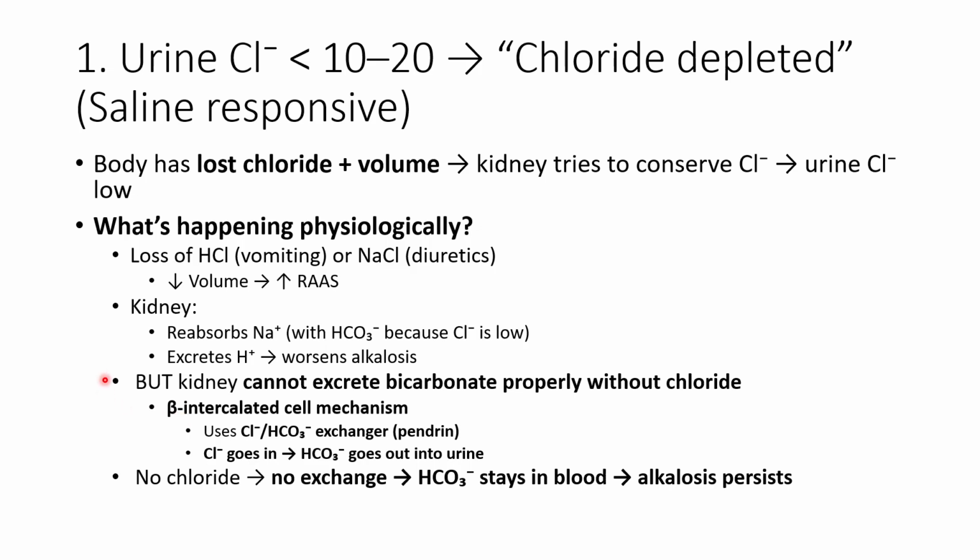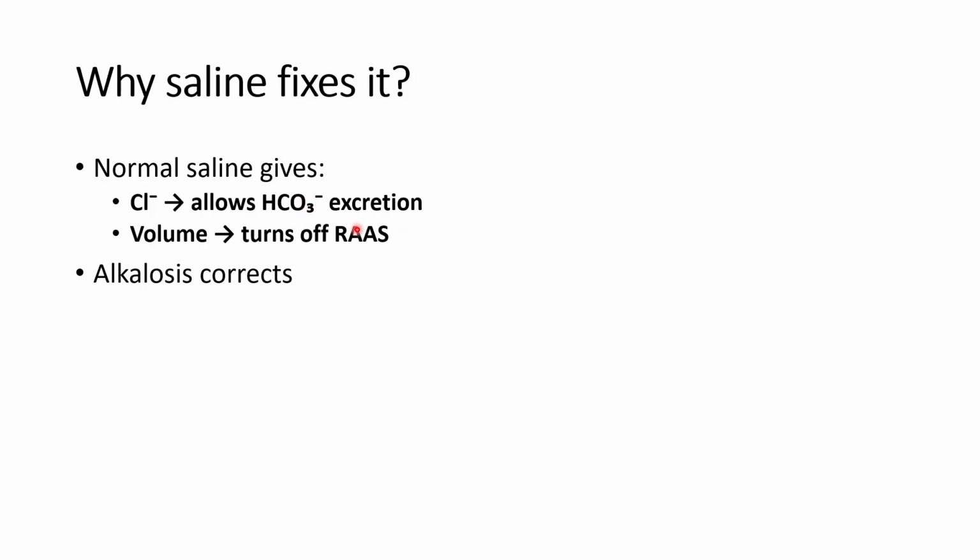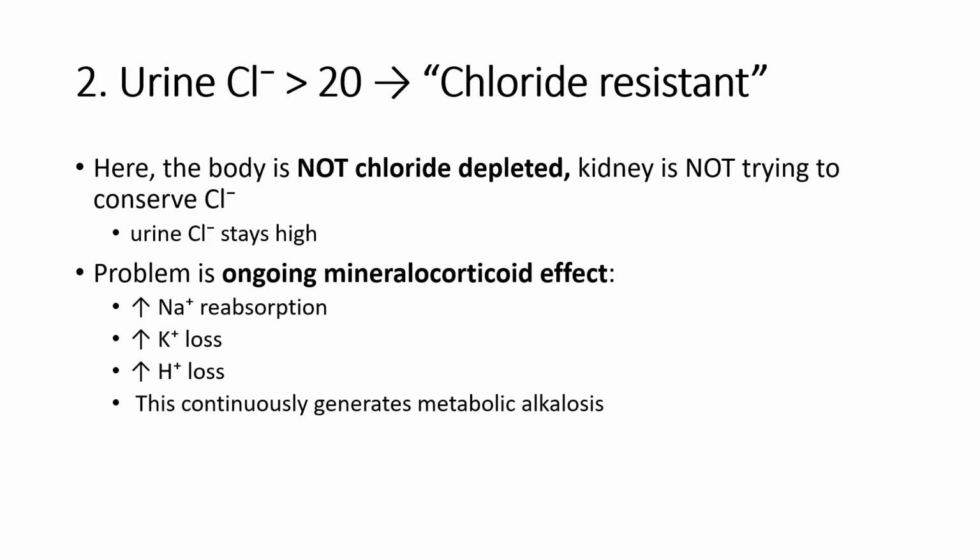This happens at the beta intercalated cell. There is a chloride-bicarb exchanger, which is also known as pendrin. The chloride goes inside the cell and bicarb goes into urine. But for this channel, you need an adequate source of chloride. If there is no chloride, there will be no exchange, bicarb stays in blood, and alkalosis persists. Once you give saline, there will be an increase in volume, turning off RAS, turning off aldosterone, correcting hypokalemia, and stopping loss of H+, and chloride will go into the pendrin channel in the beta cell and allow bicarbonate excretion, and the alkalosis will start to correct.